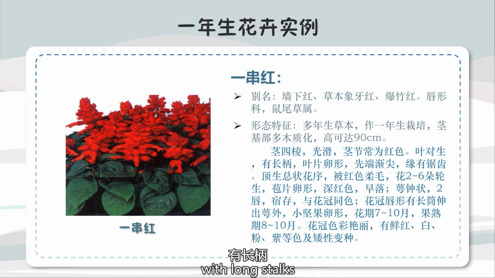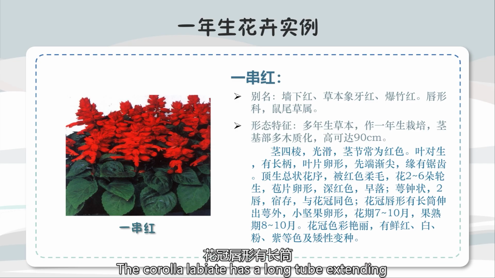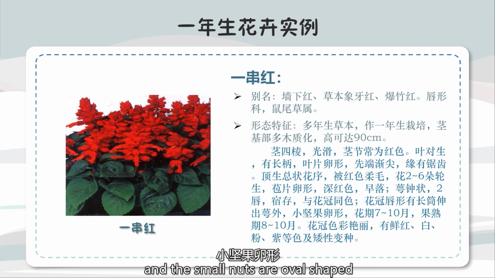Leaves opposite each other with long stalks, ovate leaves, gradually pointed tips, and serrated edges. The terminal inflorescence is covered with red soft hairs, with 2 to 6 whorls of flowers. The bracts are ovate, dark red, and fall early. Calyx bell-shaped, two-lipped, persistent, same color as corolla. The corolla labiate has a long tube extending outside the calyx, and the small nuts are oval-shaped.